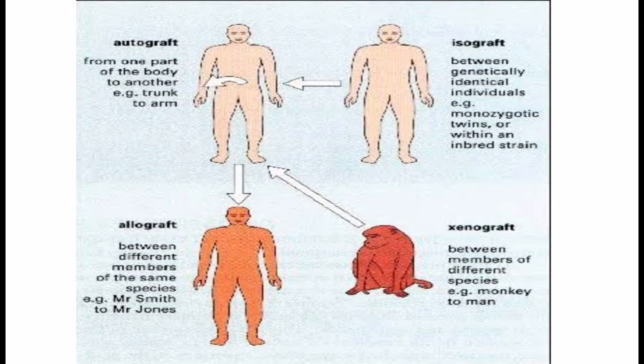This picture will help us to understand the 4 types in detail. Autograft, that is from one part of the body to another part. Example, from trunk to arm. Isograft. Isograft is done between genetically identical individuals. Example, monozygotic twins. Allograft. It occurs between different members of the same species. That is from man to man. Xenograft. It's done between members of different species. Example, monkey to man.